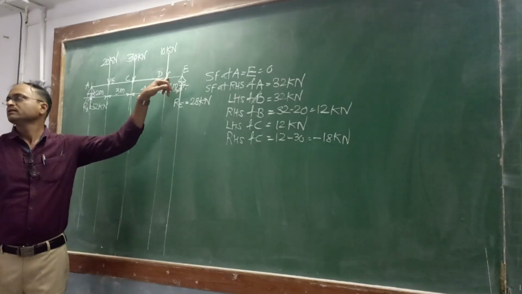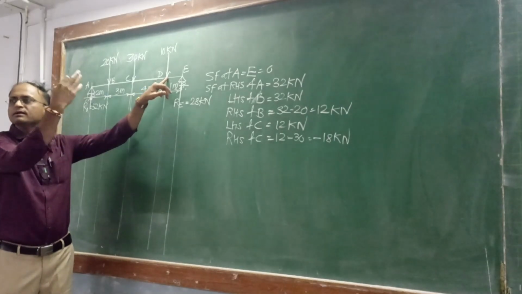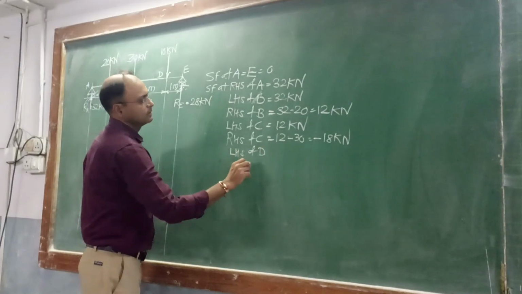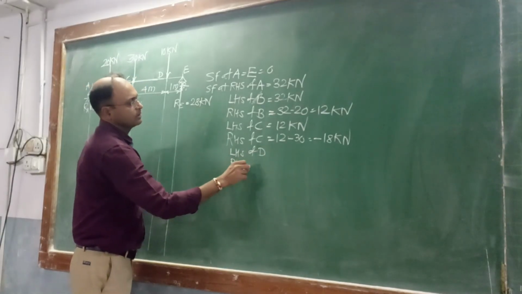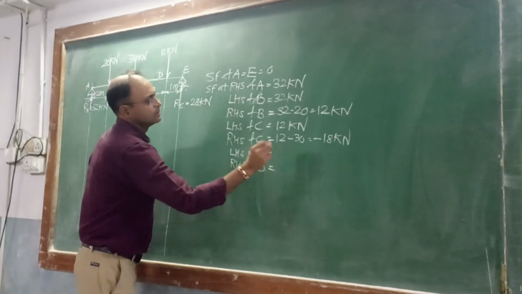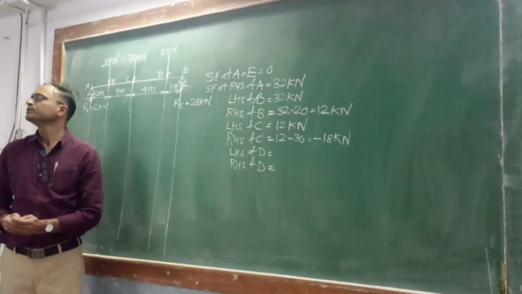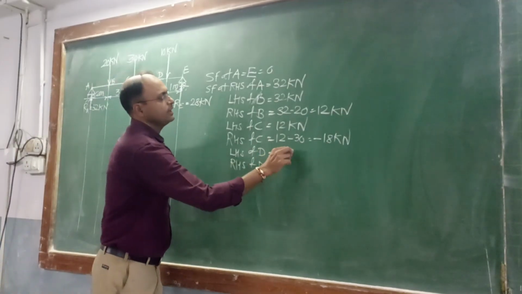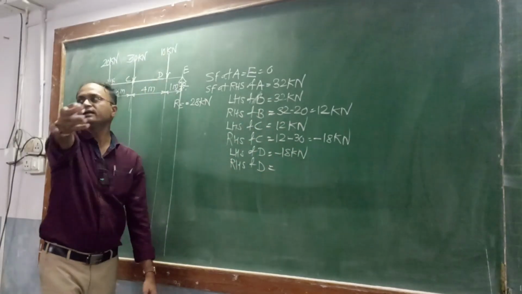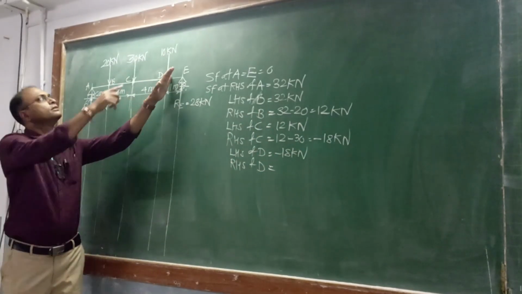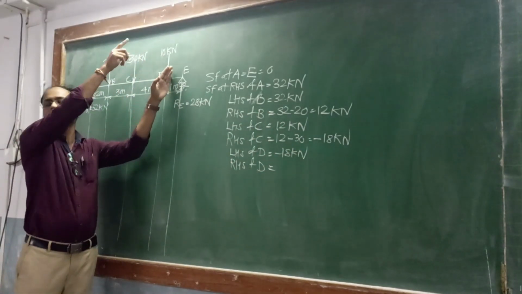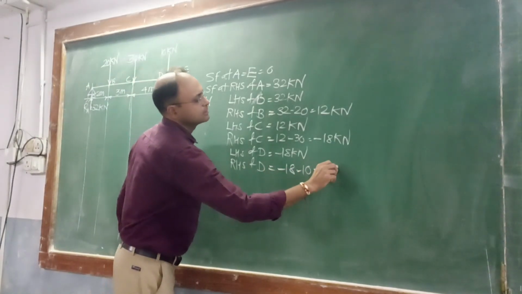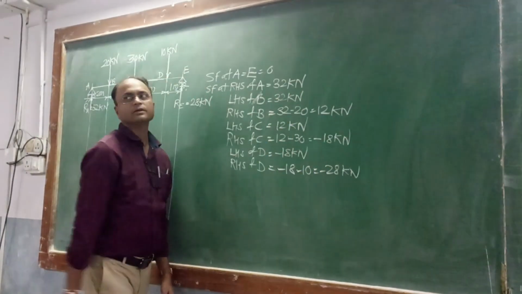Then when you go to D, again LHS of D and RHS of D. What will be the value of LHS of D? It will be the same as the previous value, that is minus 18. And when you go to RHS of D, it will be minus 18 and D is minus 10. So minus 18 minus 10 is minus 28 kilonewton.